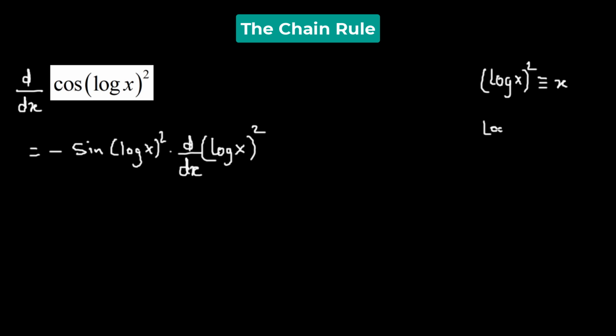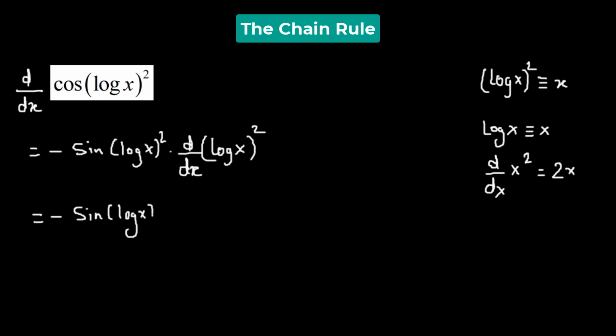So now if we assume that log of x is equivalent to x, then we have derivative of x raised to the power of 2. So here we can apply the power rule to give us twice of x. So that means we have negative sine log of x whole squared multiplied 2. So here we can apply the power rule. So log x is here behaving as x.